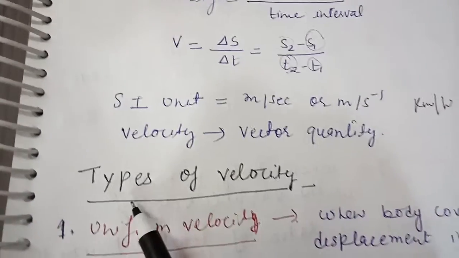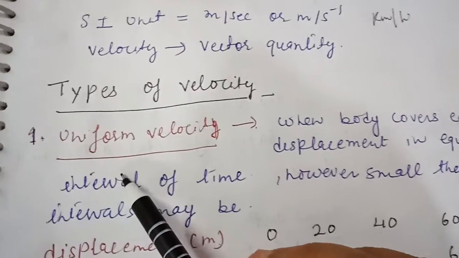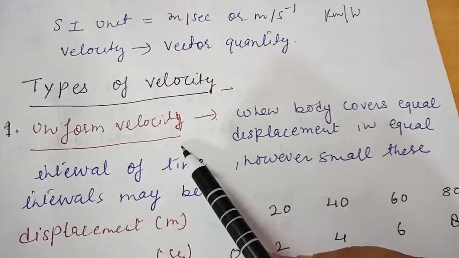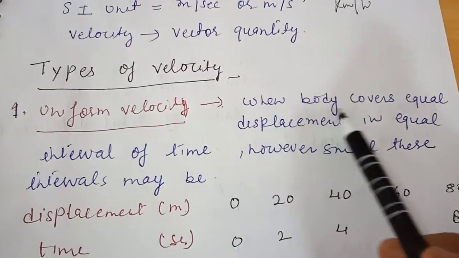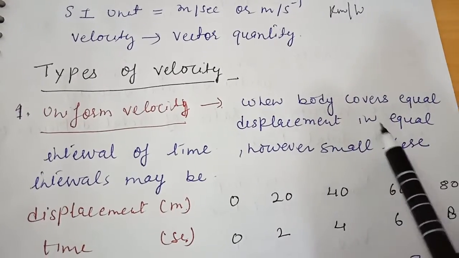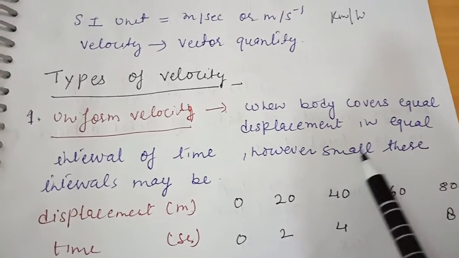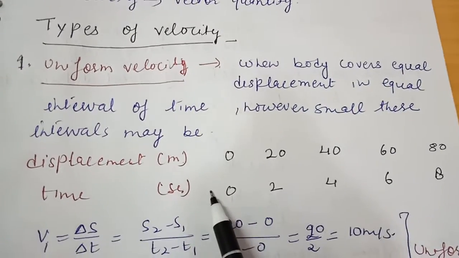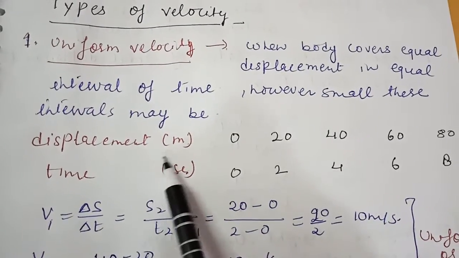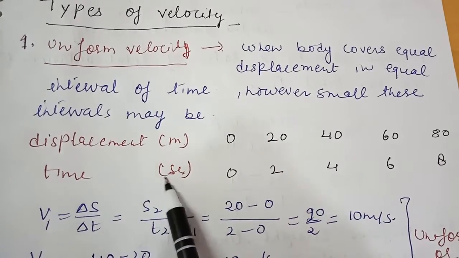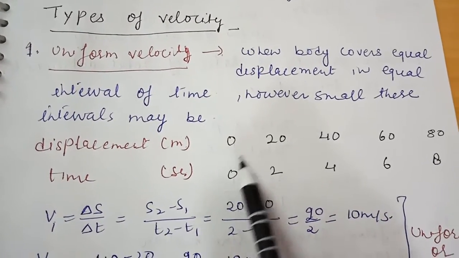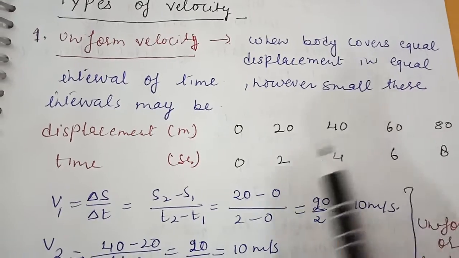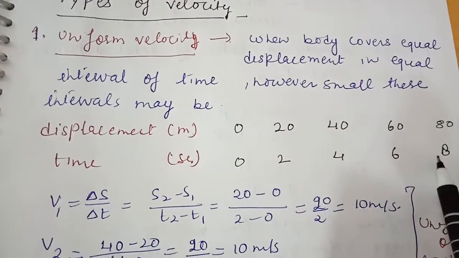Okay, now these are the types of the velocity. Uniform velocity. Uniform velocity takes place when a body covers equal displacement in equal intervals of time, however small the time interval may be. So I have taken one example for this. Displacement is in meter and time is in second. I have considered 0, 20, 40, 60, 80 and time 0, 2, 4, 6, 8.